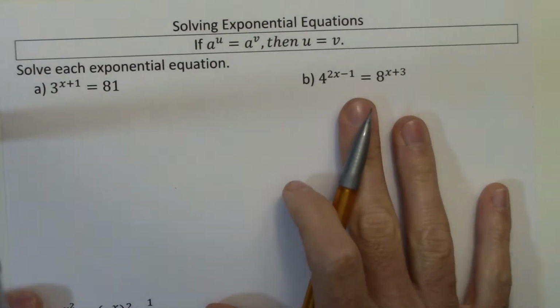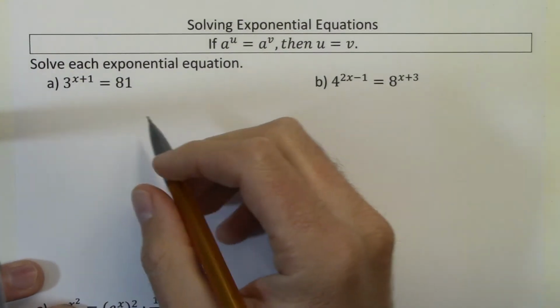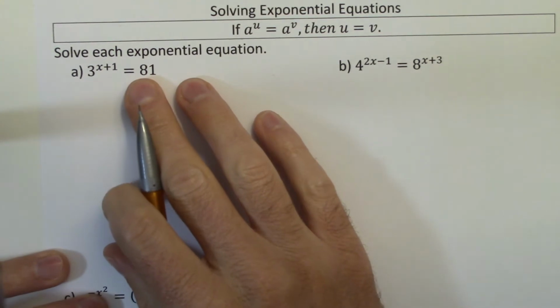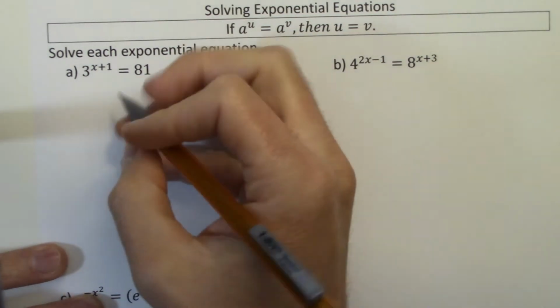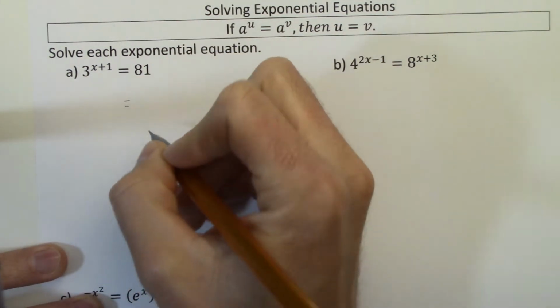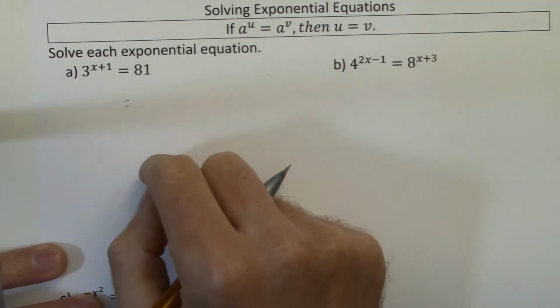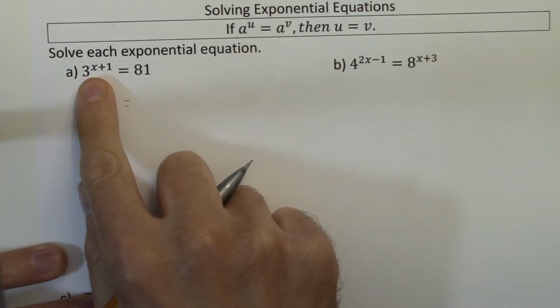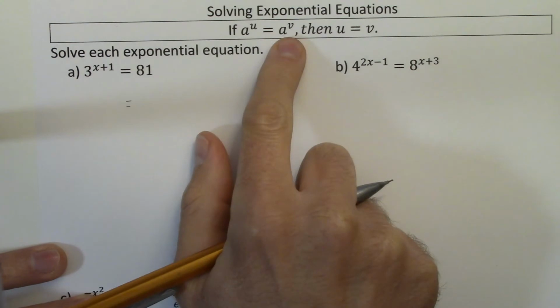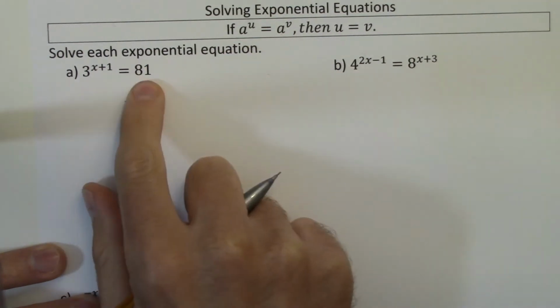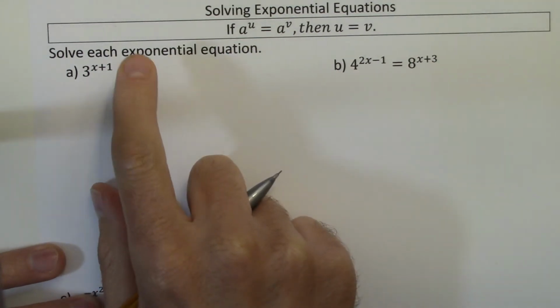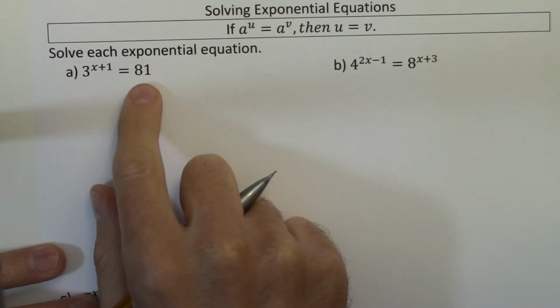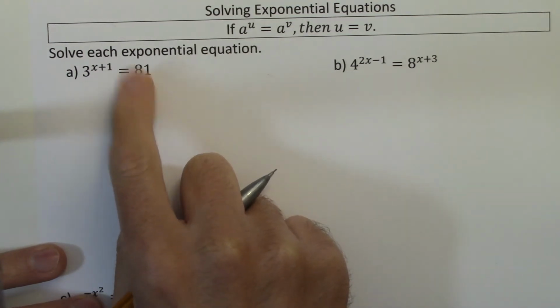Alright, let's see if it'll focus now. Alright, cool. So let's start off with this example over here for a. This actually comes straight out of your textbook, so I'm just doing the example problems there. To solve this, it's not in this form, a and a, right? 3 is certainly not 81. But I can rewrite 81 as a power of 3.